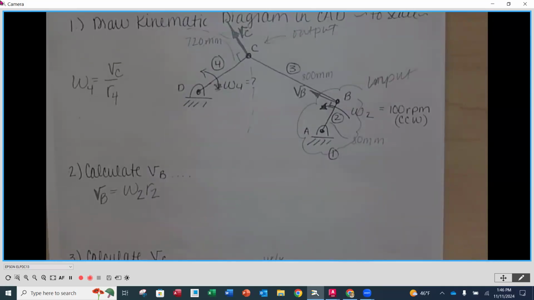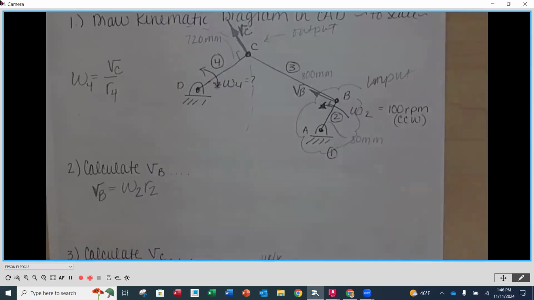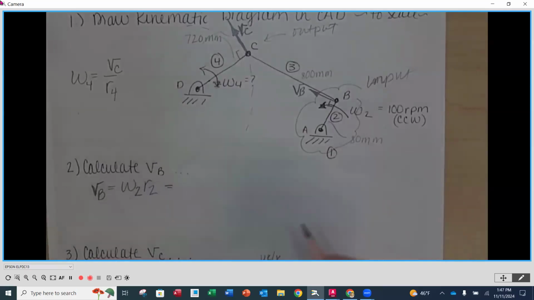Now, as we look at this equation, our W2, we're reminded that we have to use radians per second in and out of this equation, okay? So we're given W2, its angular velocity of link number 2, or that crank, is 100 RPMs. We cannot put that directly in. We need to convert that to radians per second first. So whether you do that on the side, or if you do it inside the problem, like I normally do, you can do it either way. So I'm going to add it right in here.